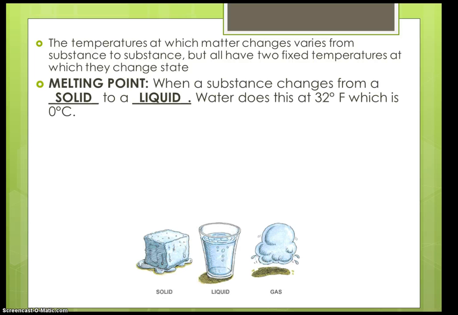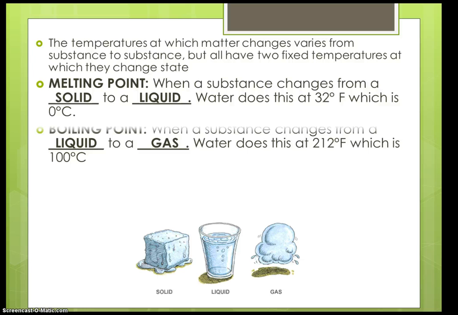Every substance has a melting point. That is when it goes from a solid to a liquid. Water does this at 32 degrees Fahrenheit, which is 0 degrees Celsius. So that's when ice will start to melt. All substances also have a boiling point. This is when a substance changes from a liquid into a gas. Water does this at 212 degrees Fahrenheit, which is the same as 100 degrees Celsius. See, I told you that metric stuff was so much easier.